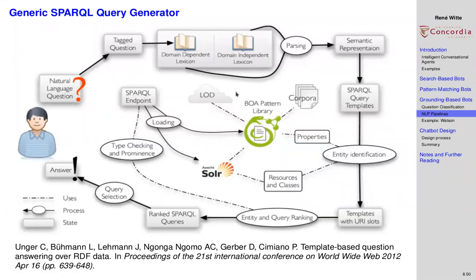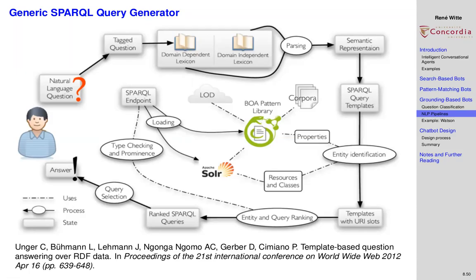So let's go back to our idea of using a grounding-based chatbot. So a chatbot that can answer questions using a knowledge base. And you know that you can query the knowledge base with SPARQL. So the question is, how can we come from a natural language question to an answer that we retrieved from the knowledge base? In general, there is no single solution for doing this. This is quite a complex problem. In some areas, this is an open research question.